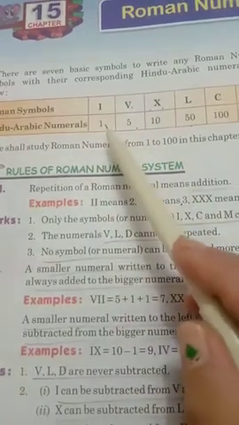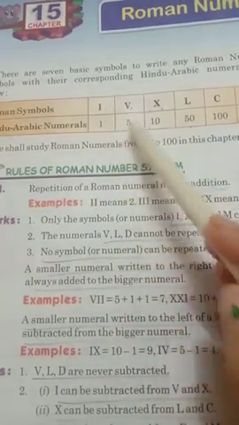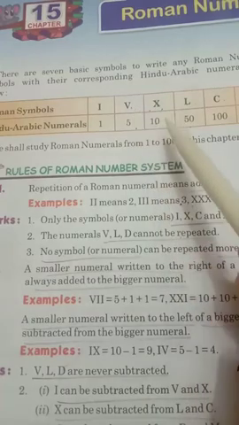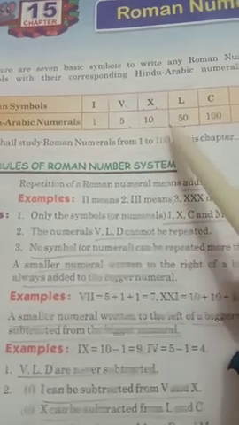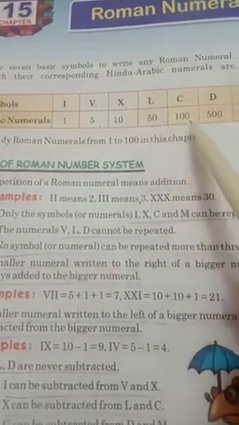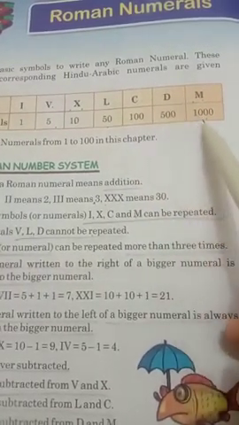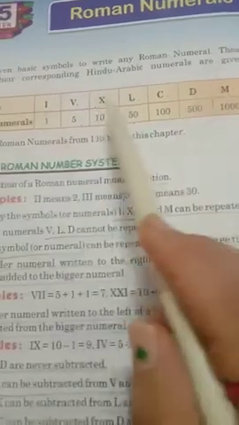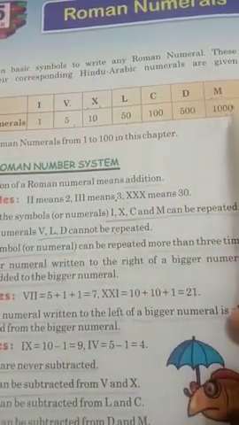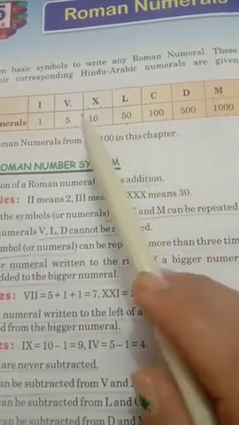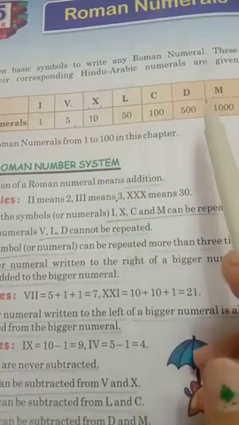For 1 we use I, for 5 we use V, for 10 we use X, for 50 we use L, for 100 we use C, 500 D and 1000 M. These are the 7 basic symbols in Roman numerals. We repeat these symbols again and again to write full counting.